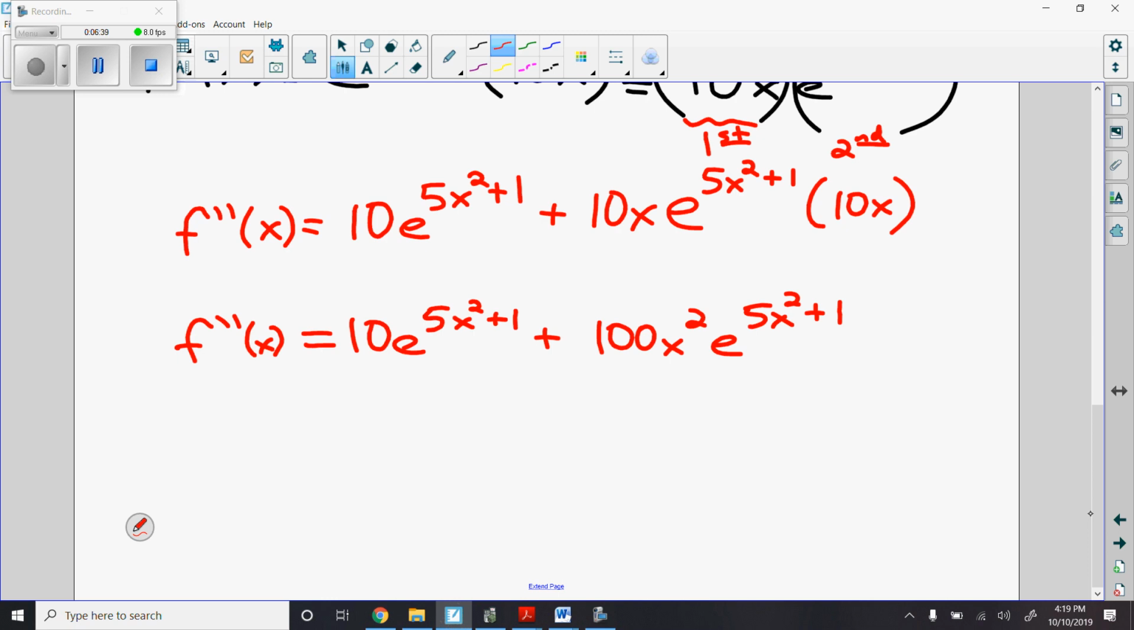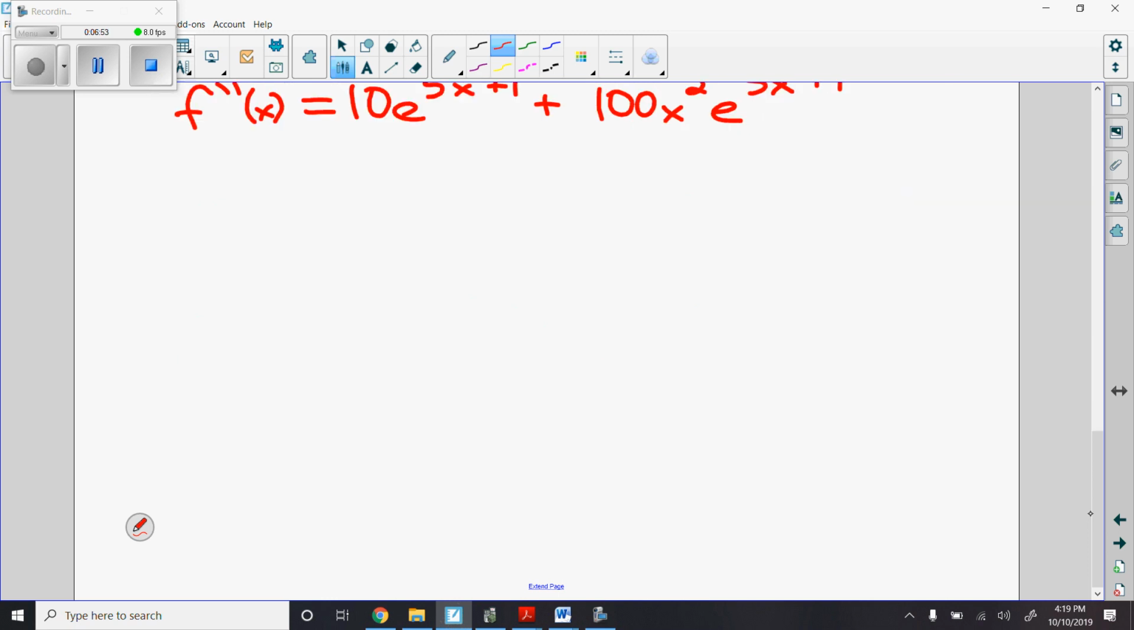Okay. Now I want to talk about how we do this with implicit differentiation, finding the second derivative. But there's a little caveat here that you need to pay attention to. So I'll dial up a problem here.